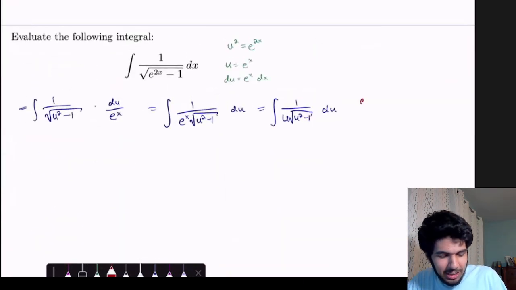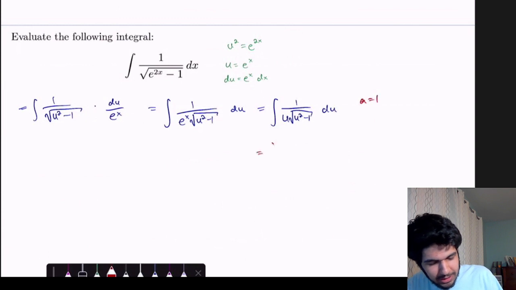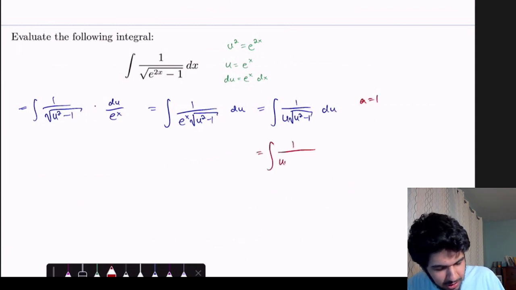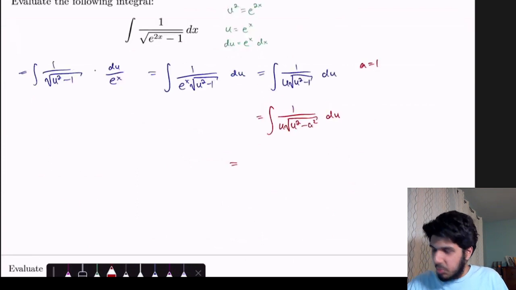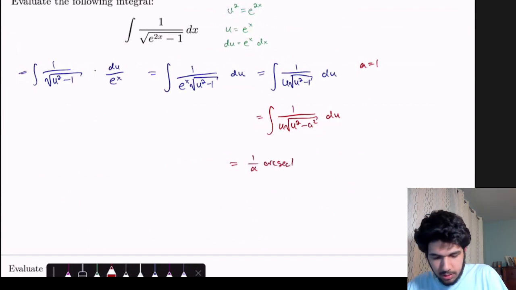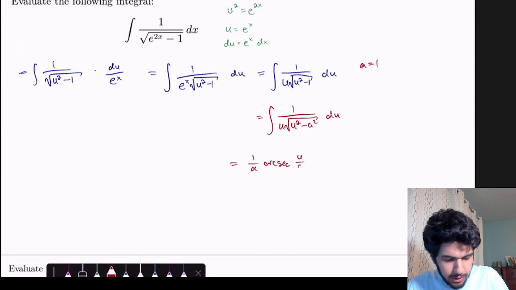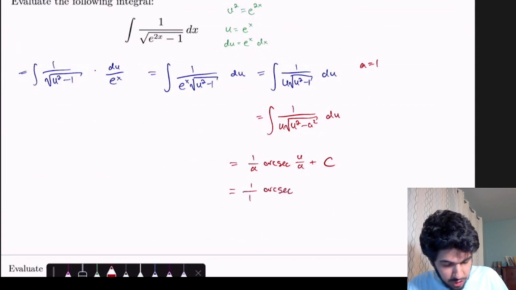So we'll let a equal 1, and then we have the integral of 1 over u, square root of u squared minus a squared, du, which is equal to 1 over a, arcsecant of u over a plus c, and a is equal to 1, u is equal to e to the x, and now we're just left with the arcsecant of e to the x plus c.